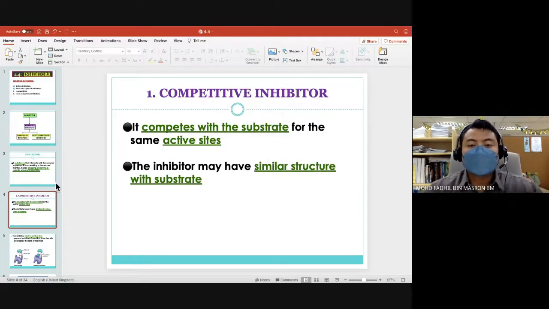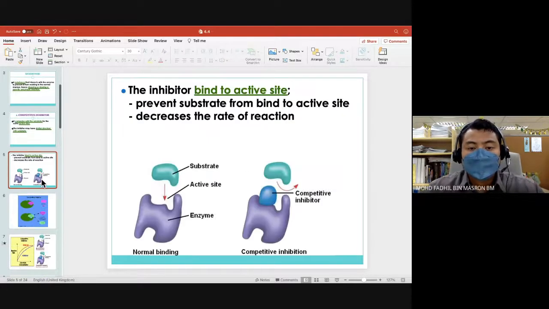So, as promised, kita akan tengok dekat competitive inhibitor. Competitive inhibitor ni, dia competes, dia bersaing dengan substrate for the same active site, untuk active site yang sama. The inhibitor may have similar structure with the substrate. So, cerita dia macam ni. Kita tengok kat sini. The inhibitor binds to active site. Maknanya inhibitor itu bind pada active site, dan dia prevent substrate from binding to active site. Hence, it will decrease the rate of reaction.